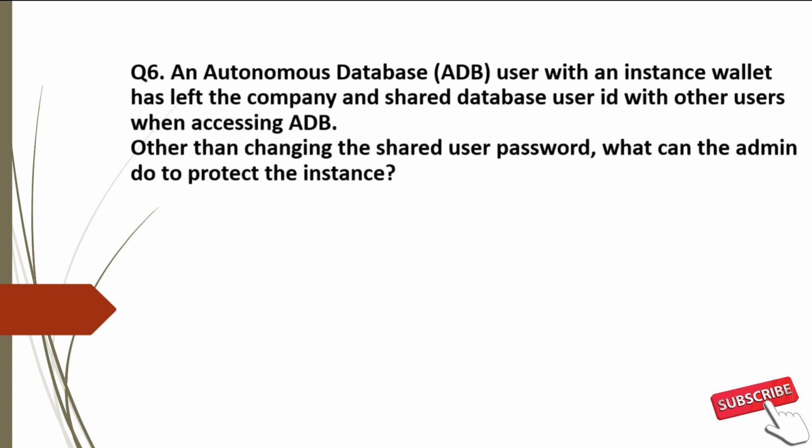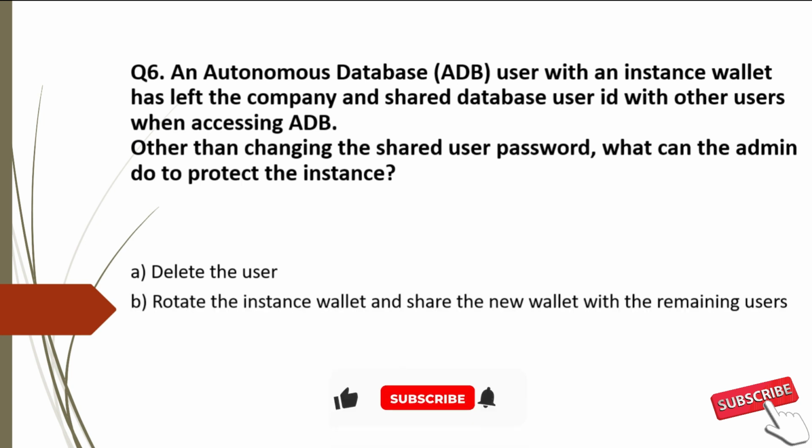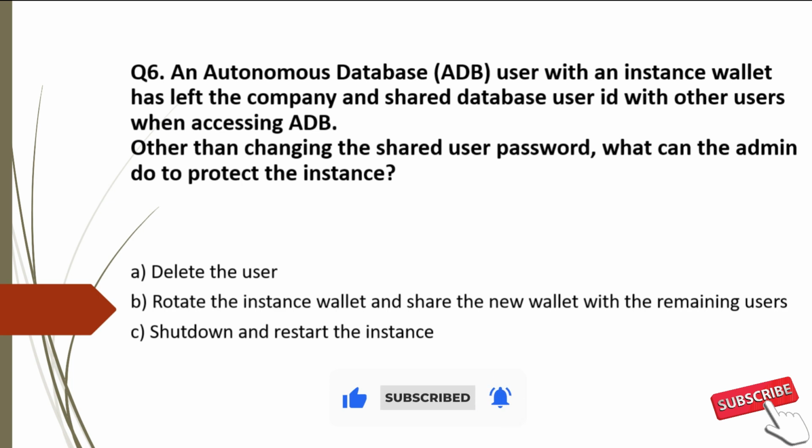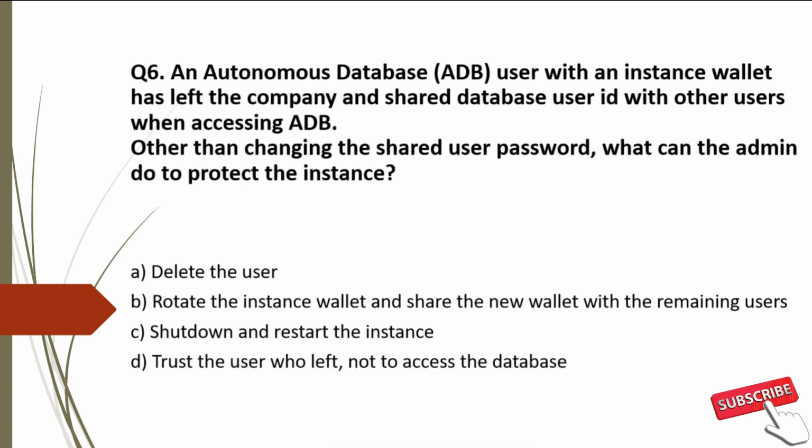Question 6. An Autonomous Database user with an instance wallet has left the company and share database user ID with other users when accessing autonomous database. Other than changing the shared user password, what can the admin do to protect the instance? And the options are A. Delete the user, B. Rotate the instance wallet and share the new wallet with the remaining user, C. Shut down and restart the instance, and D. Trust the user who left not to access the database.